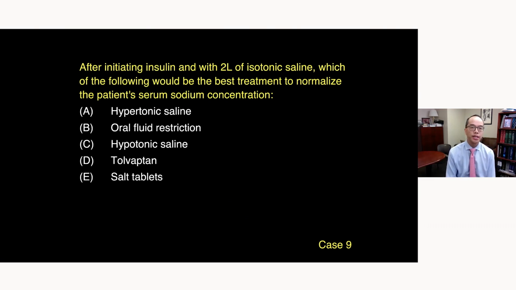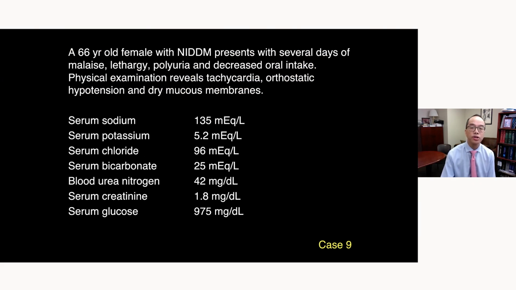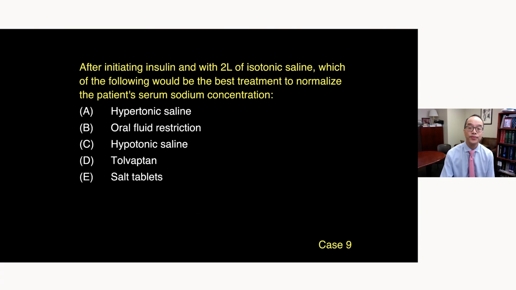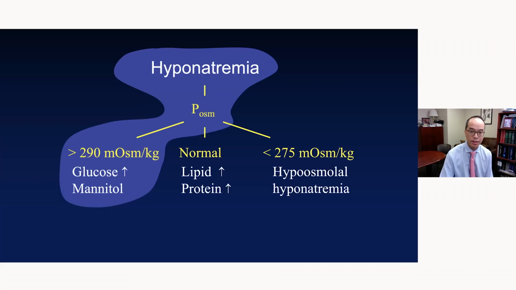After initiating insulin and with 2 liters of isotonic saline, which of the following would be the best treatment to normalize the patient's serum sodium concentration? Hypertonic saline, oral fluid restriction, hypotonic saline, tolvaptan, or salt tablets. So just a quick reminder, the sodium is 135. And the answer is hypotonic saline.